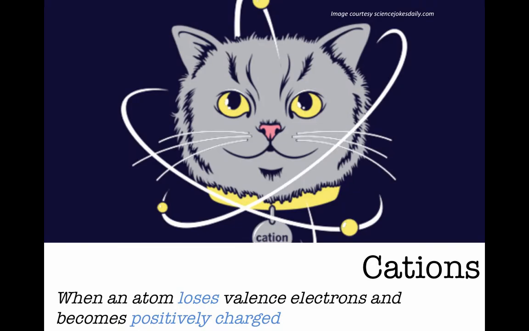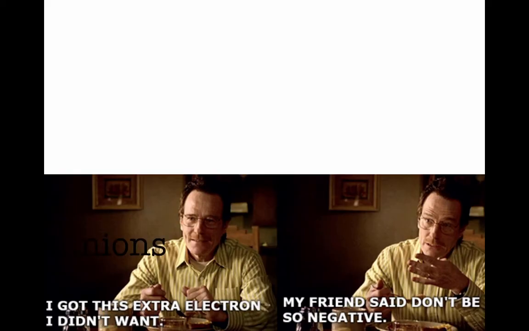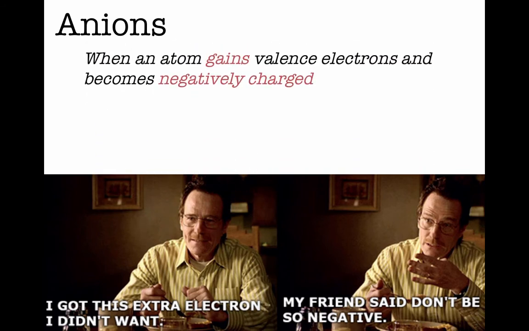So what about the other kind of ions here? Well, we have anions. That's the opposite. That's when an atom gains valence electrons to become negatively charged.